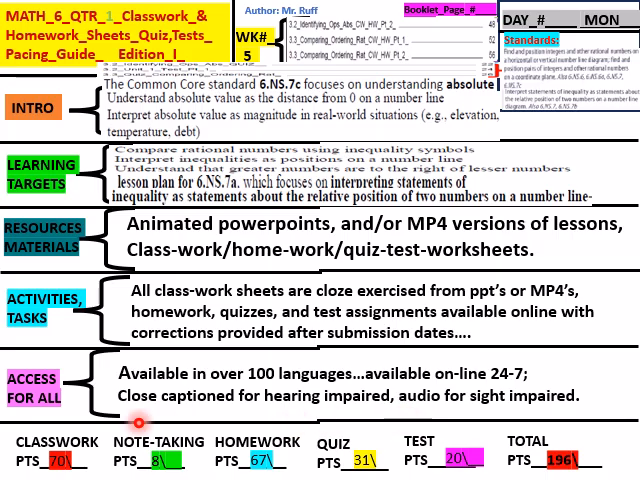sight impaired. And so for points, there's 70 points in classwork, 8 points in note-taking, 67 points of homework, 31 points of quizzes, and 20 points for tests, which adds up to 196 points for Math 6, Week 5.